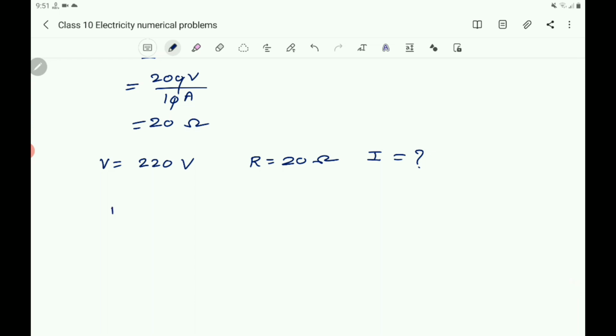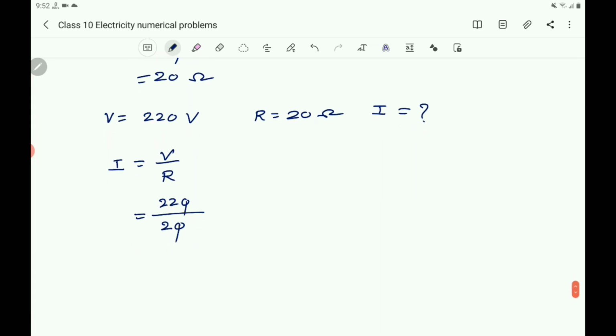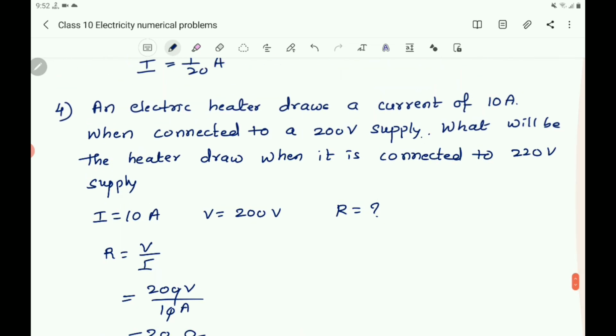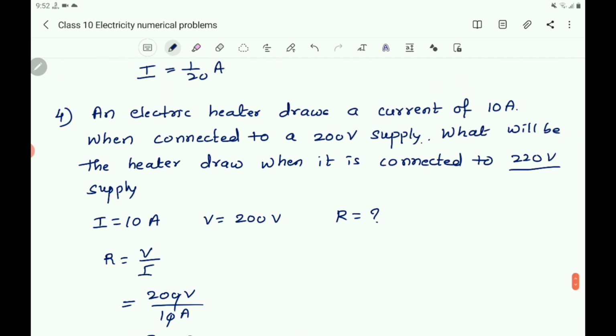So you write I equals, again it is V by R. R equals V by I and I equals V by R. So use the relation I equals V by R, that is V is 220 and R is 20. Then cancel this, that equals 2 ones are 2, 11 twos are 22, so 11 amps of current will be drawn by the heater if it is connected to 220 volt supply.